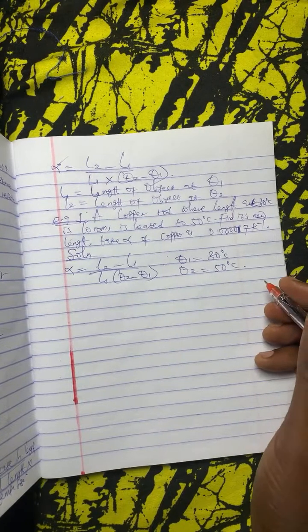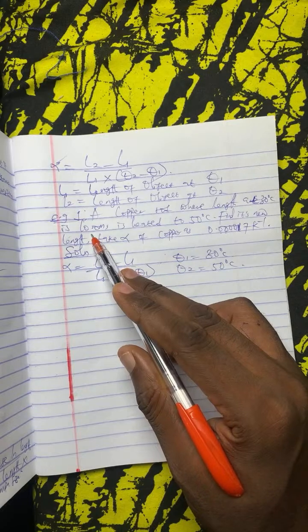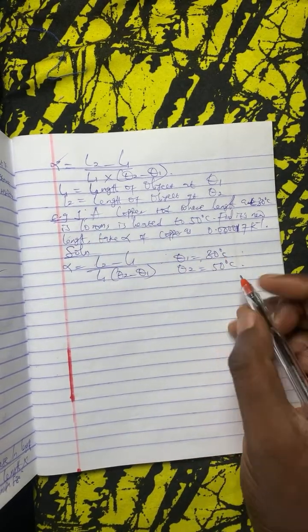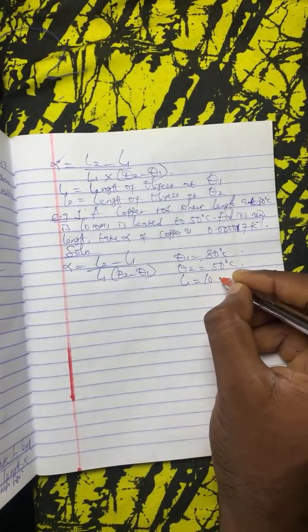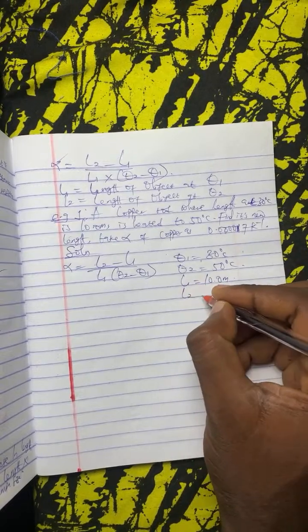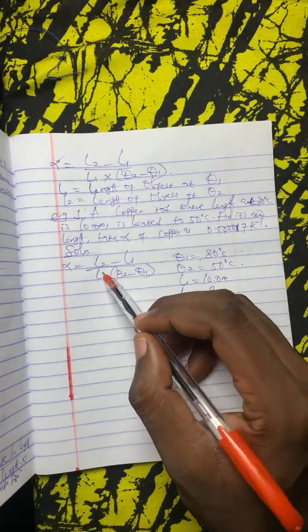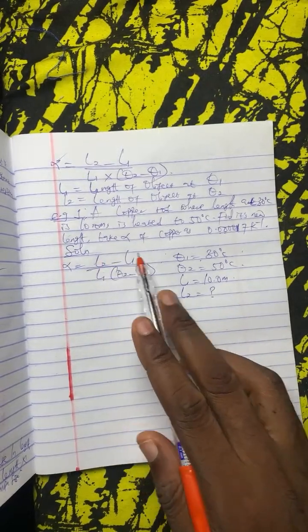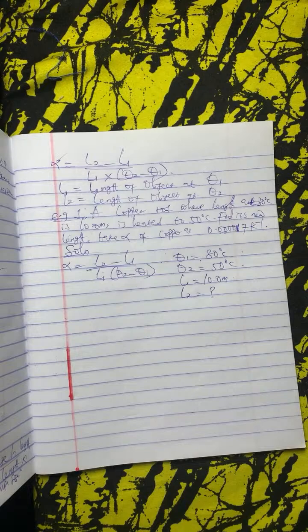And then we'll look at the length. At 30 degrees C, which length do we have? 10 meters. So theta 1 is 30 degrees and L1 is 10.0 meter. Now, L2, did they give us L2? L2 is unknown. So what we are looking for is L2, because it says find its new length. Its new length will be the final length.